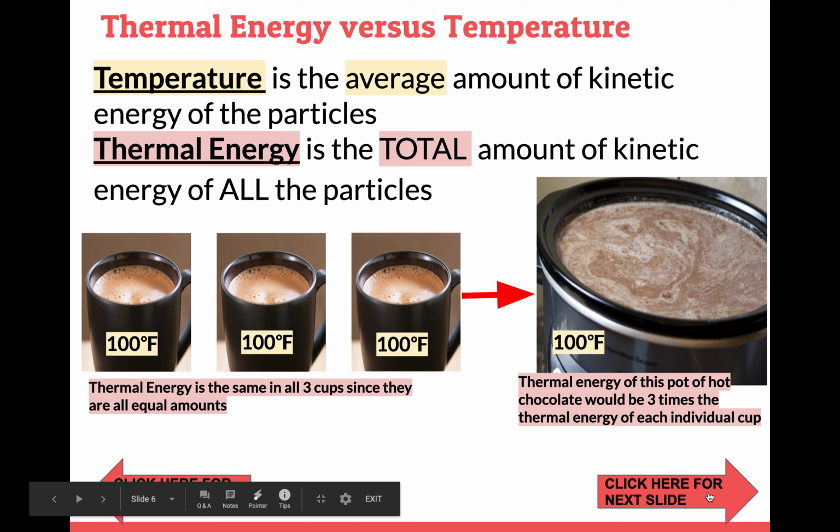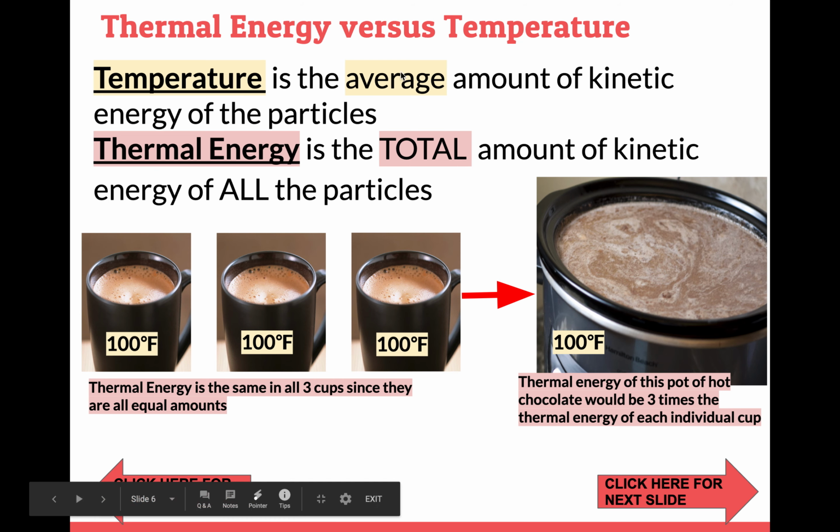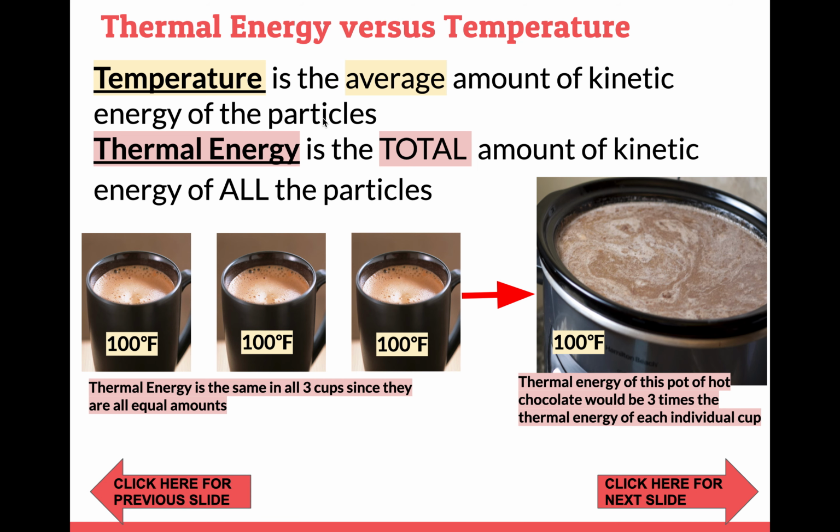These are some important words that we have to remind ourselves of, the differences between these two words: thermal energy versus temperature. Temperature is the average amount of kinetic energy of the particles, while thermal energy is the total amount. Those are two different things. Temperature measures the average amount of kinetic energy of the particles, how fast the particles are moving, and thermal energy measures the total amount of kinetic energy of all the particles.